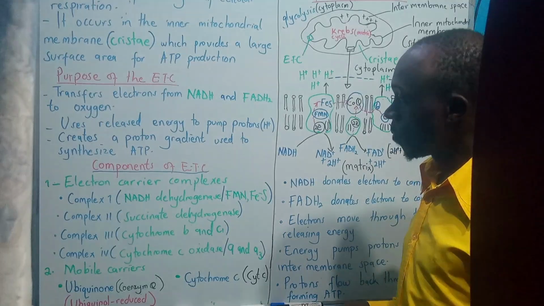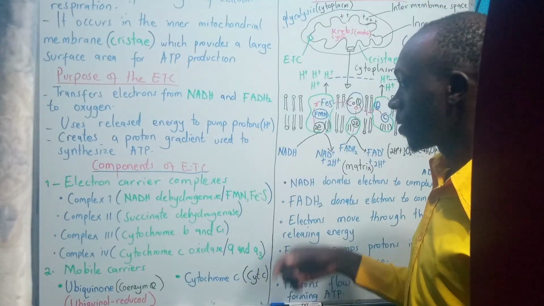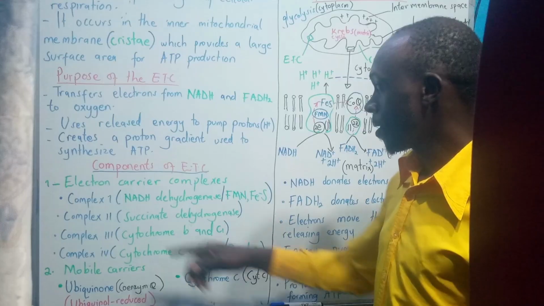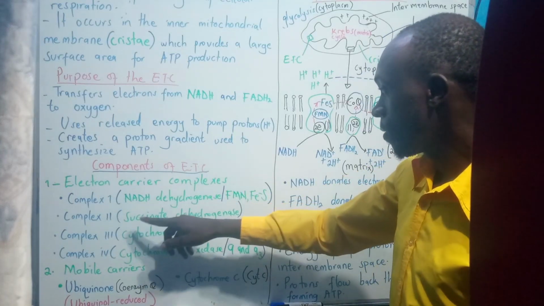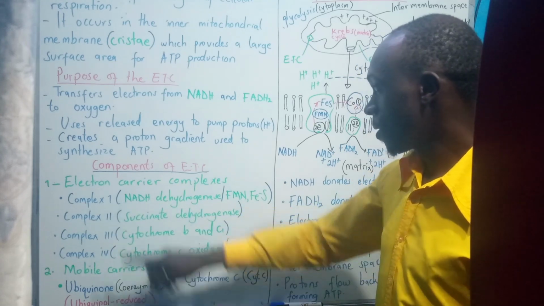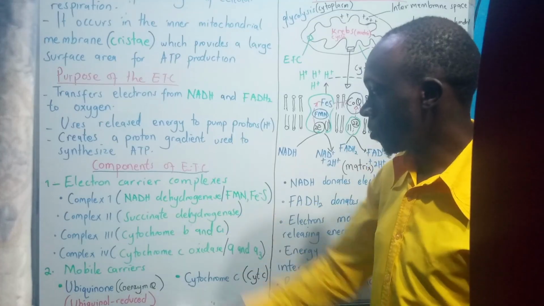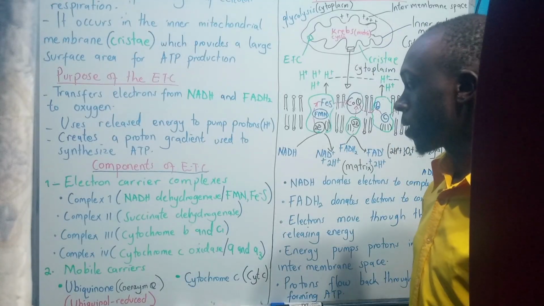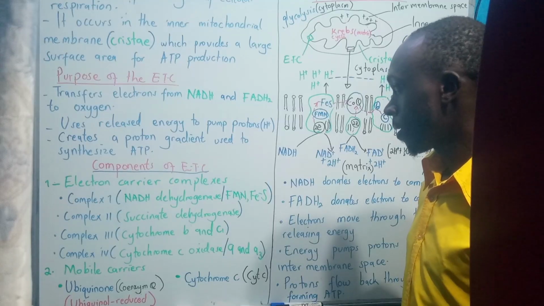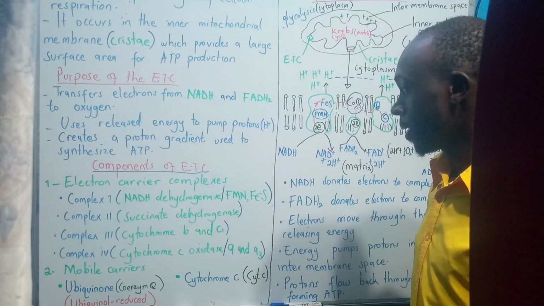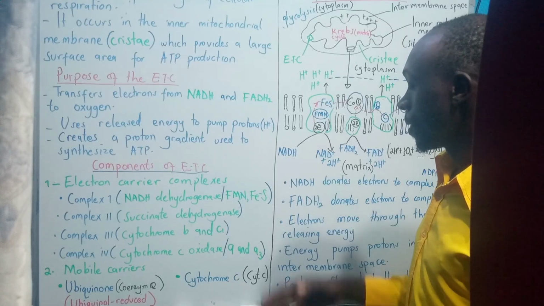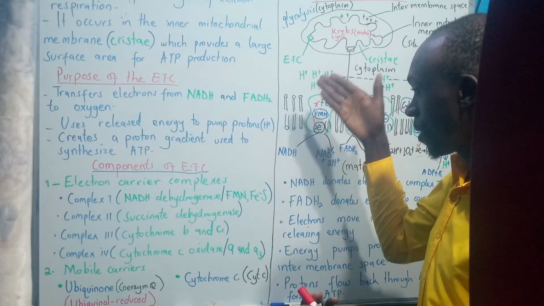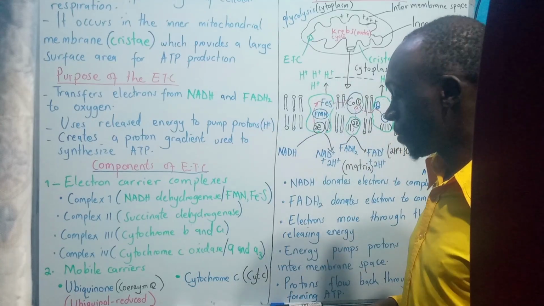So what are the major components of the ETC? The major components of the electron transport chain. You can look at the electron carrier complexes. We have about 4 complexes, that is complex 1, complex 2, complex 3, and complex 4. So those are the major electron carrier complexes found in the ETC. All these complexes, we find them in the inner mitochondrial membrane.